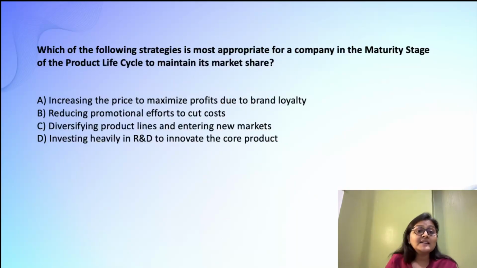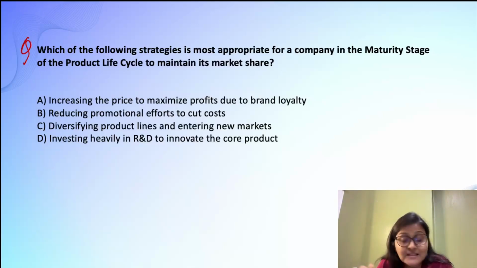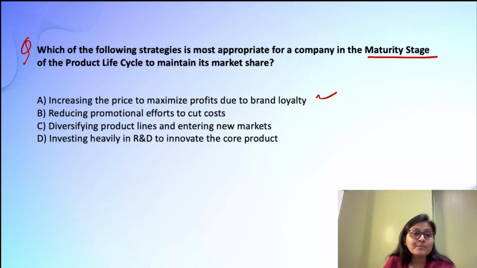Now let us look at a question. Let us solve a question based on the PLC. Now what the question says: which of the following strategies is most appropriate for a company in the maturity stage of the product life cycle to maintain its market share? Now let us cross check all the options. First is increasing the price to maximize the profits due to brand loyalty.